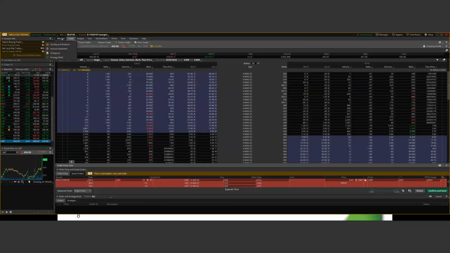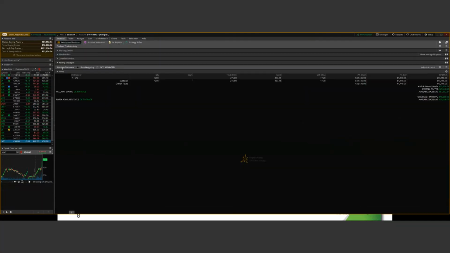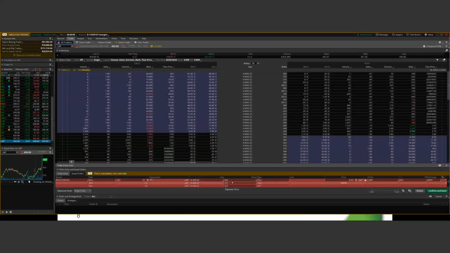Let me see whether I have any existing trade out there. Okay, in this simulated one, I don't have an existing trade. But if you have an existing one, the rolling will be possible.